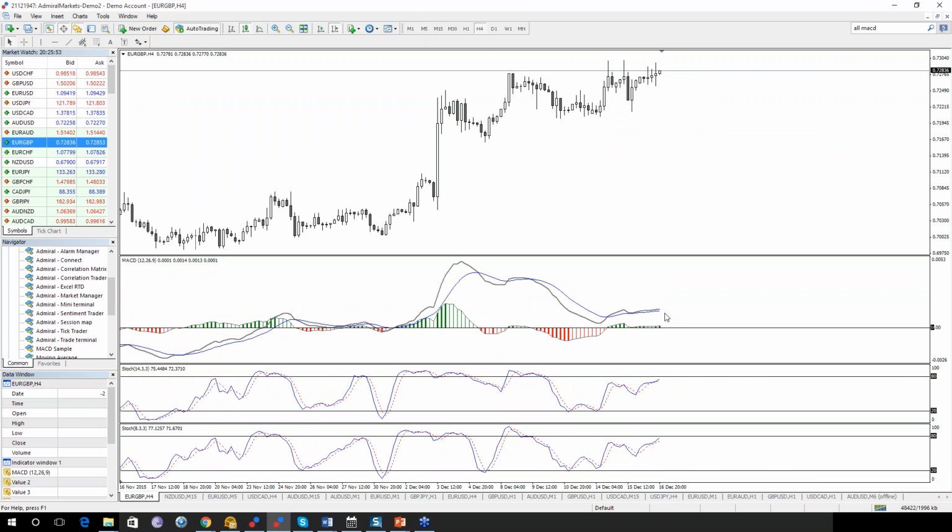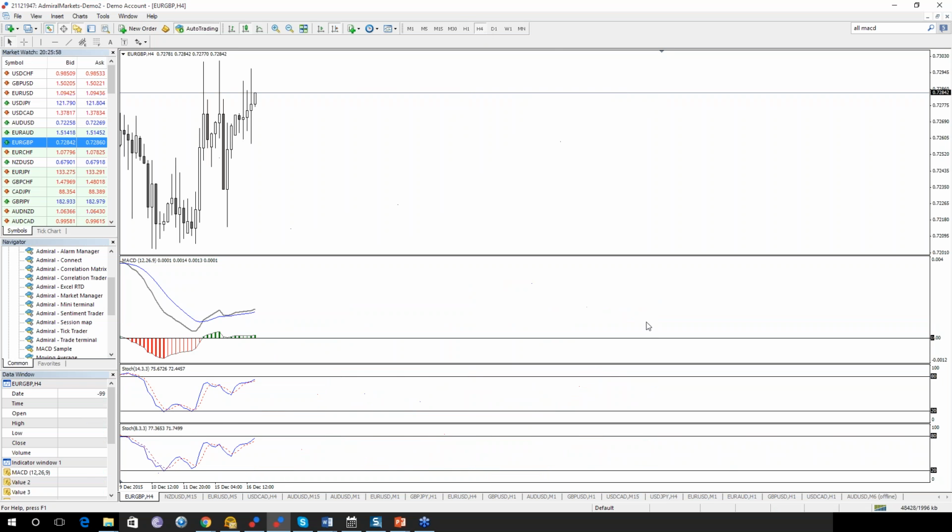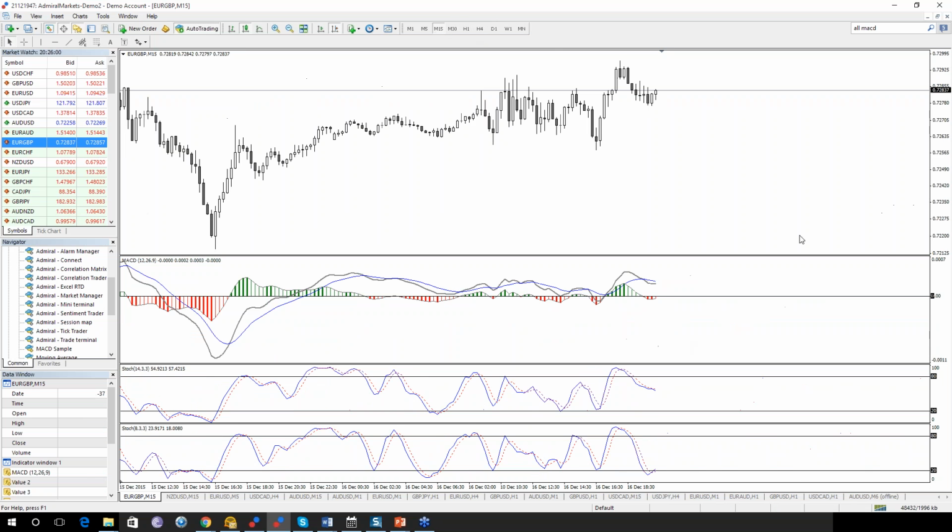4 hour time frame momentum, 1 hour time frame both trend and momentum, so 15 minutes should be retracing. Loss of momentum while still maintaining its original trend.